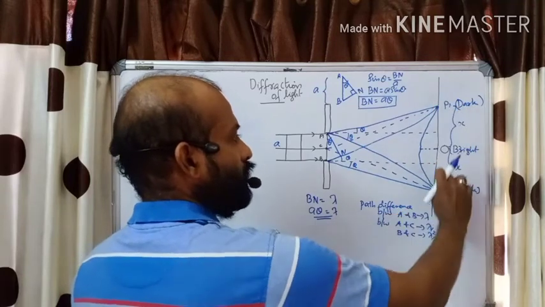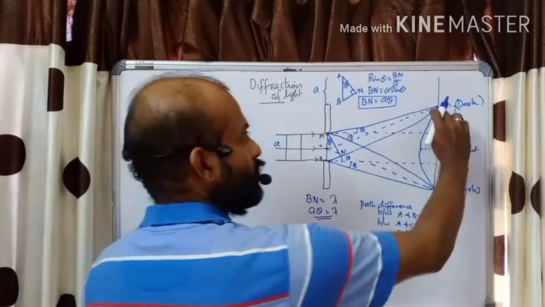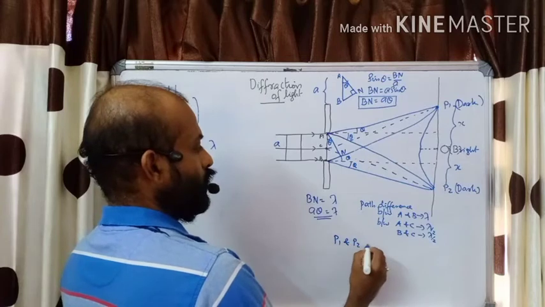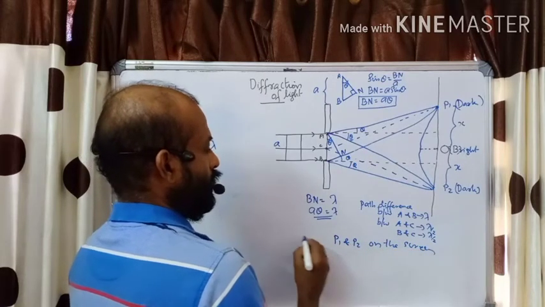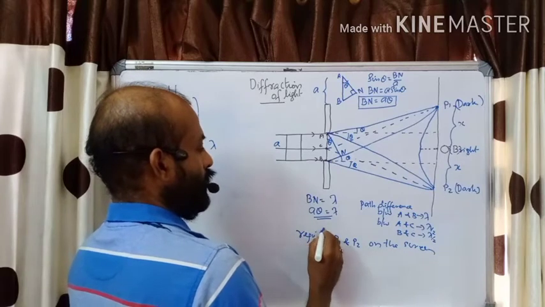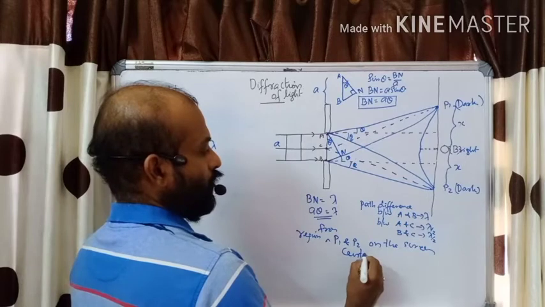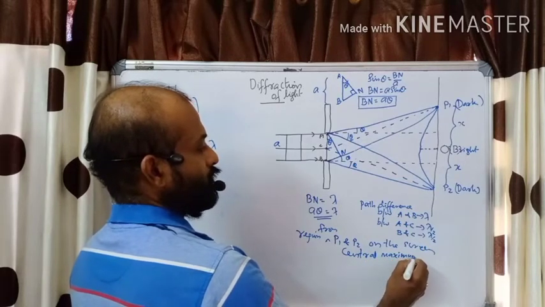What is the width of the central maximum? x plus x, 2x. The region from P1 to P2 on the screen is known as what? We can call it the central maximum. So on the screen we will get a central maximum.